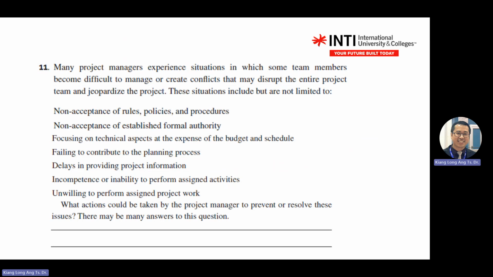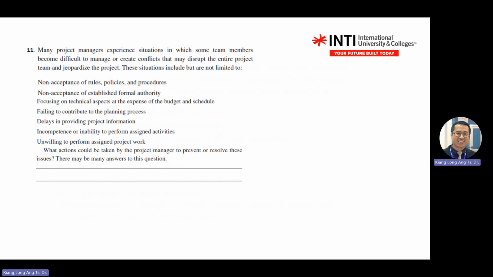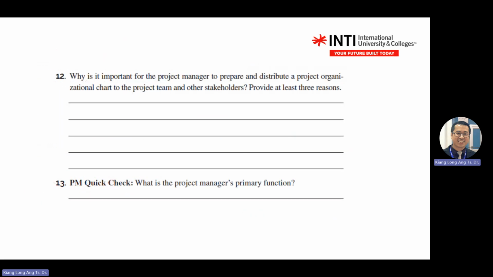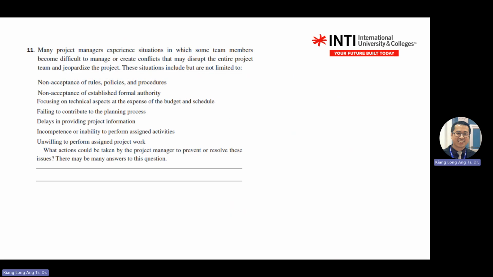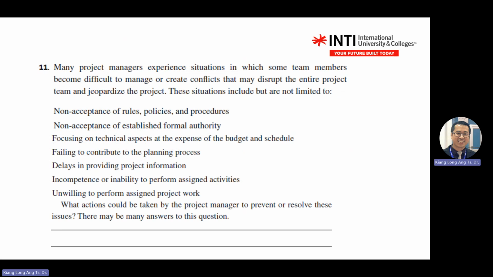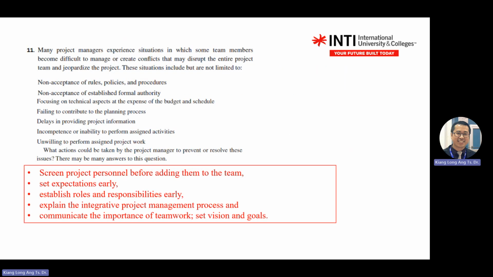Many project managers experience this. What action should be taken by the project manager to solve this issue? This is an open-ended question, so you need to think about how you solve it. For this one, you go and read the PM book.